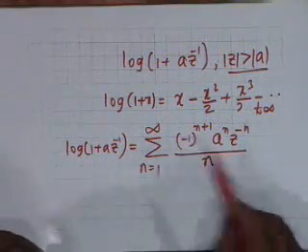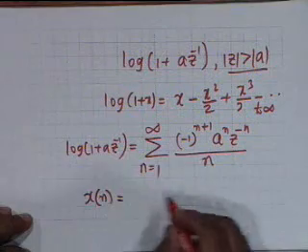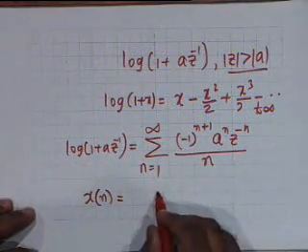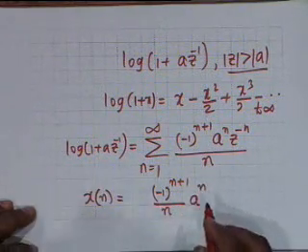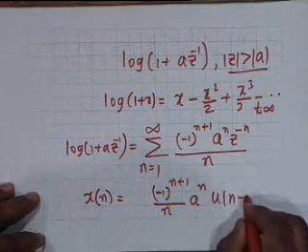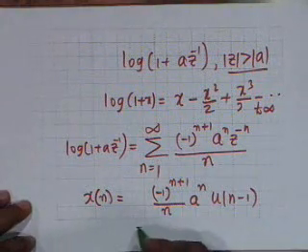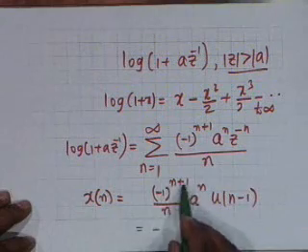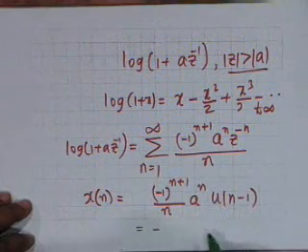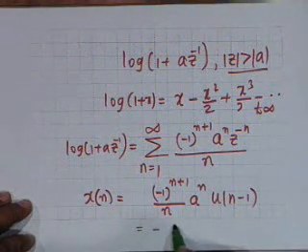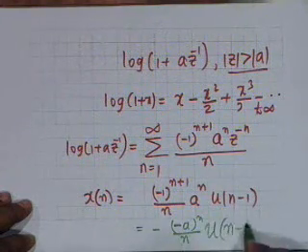The sign? Yeah, okay. And therefore, what is x of n then? If this is your summation, x of n obviously is minus 1 to the power n plus 1 divided by n, a to the n, u of n minus 1, which I can write in a slightly more elegant form by taking a minus sign outside, minus 1 to the power n absorbed in a to the power n. Then you get minus a to the power n, minus a to the n divided by n, u of n minus 1.